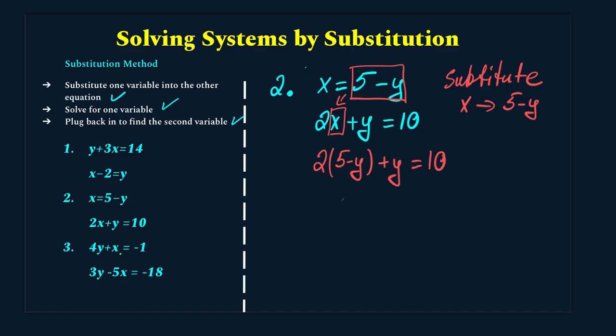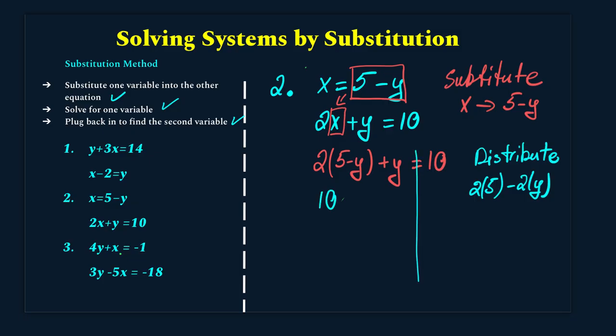All right, so here we have an extra step. What do we do? We distribute. And so that means 2 times 5 and minus 2 times y. Okay, let's go ahead and write that. 2 times 5 is 10. And then 2 times y is 2y. So minus 2y plus y equals 10.